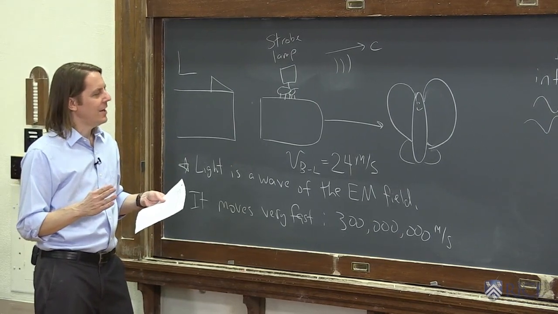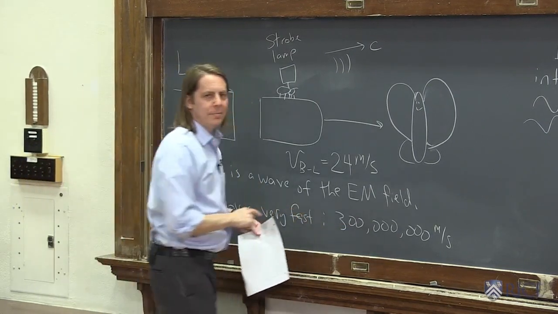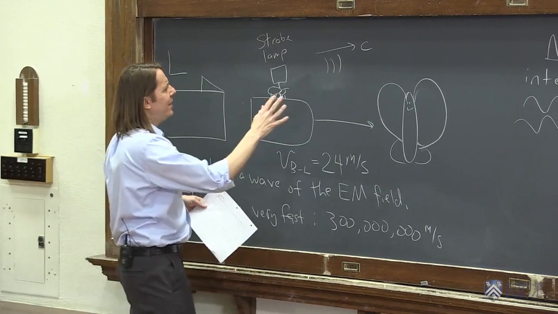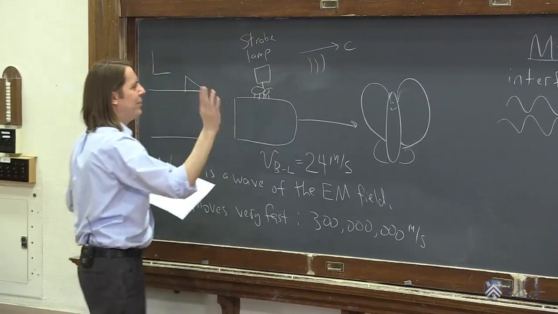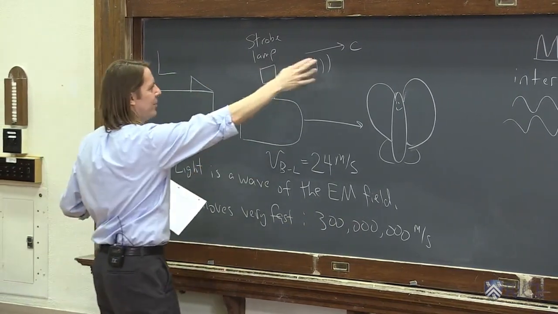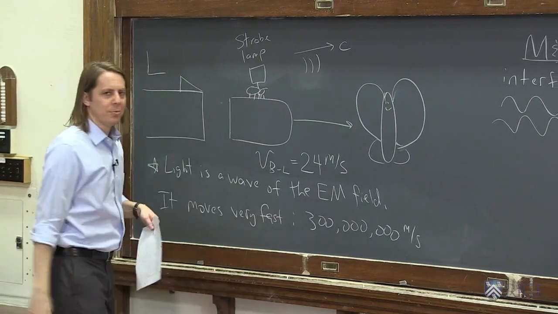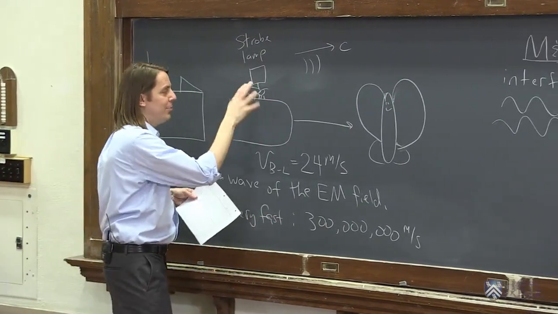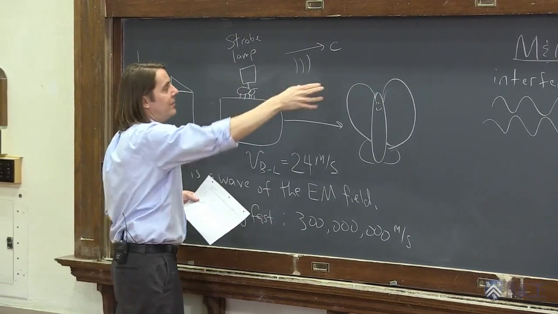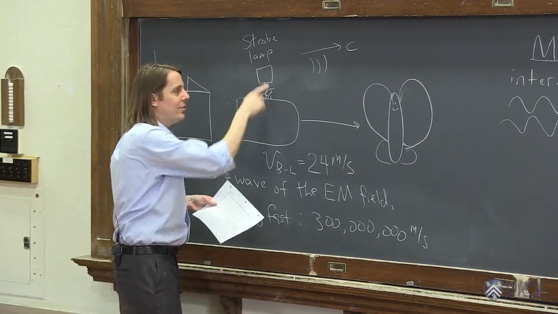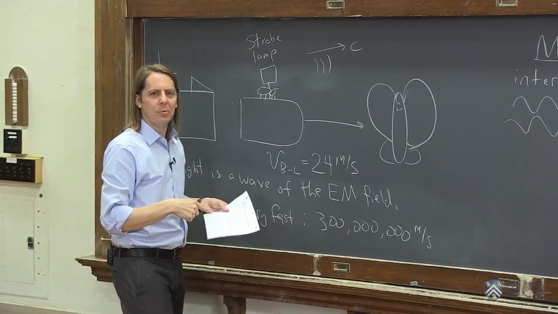Maybe it's actually the case that light goes this fast in any frame. So maybe it's the case that if we're standing here in the lab frame and we see the light come out of the strobe lamp, we say it went at 300 million meters per second. And if you're the ant on the bullet and he watches the light move forward, he also says it went 300 million meters per second.